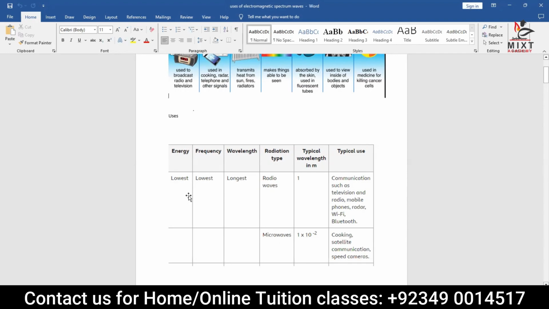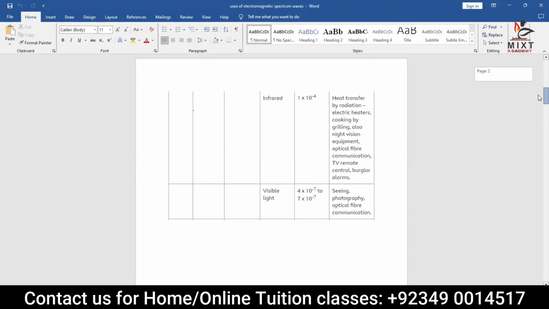They have less energy than the radio and they are used for cooking and they are also used for satellite communication purposes as well as for camera communication as well. So radio and microwave are used for the communication purposes.